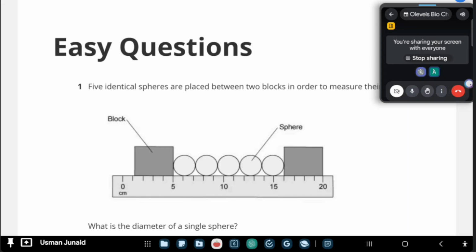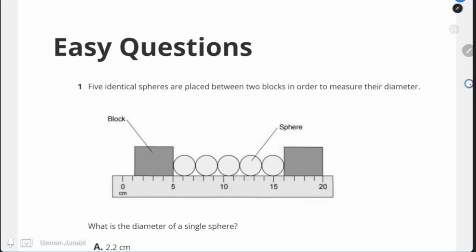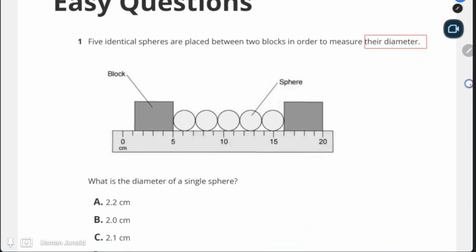So looking at the first question, you have five identical spheres, one, two, three, four, five, between two blocks in order to measure their diameter. So from here to here, how many millimeters are covered?